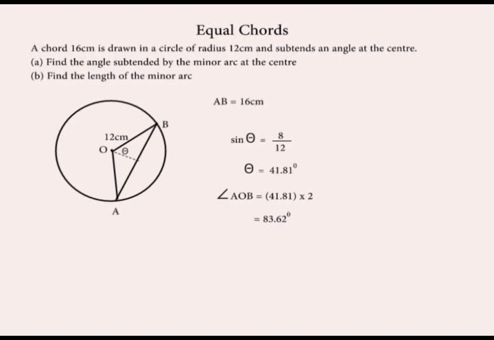And B, arc AB is equal to theta over 360 times 2 pi r, that is 83.62 over 360 times 2 times 3.142 times 12, and that gives us 17.52 centimeters.